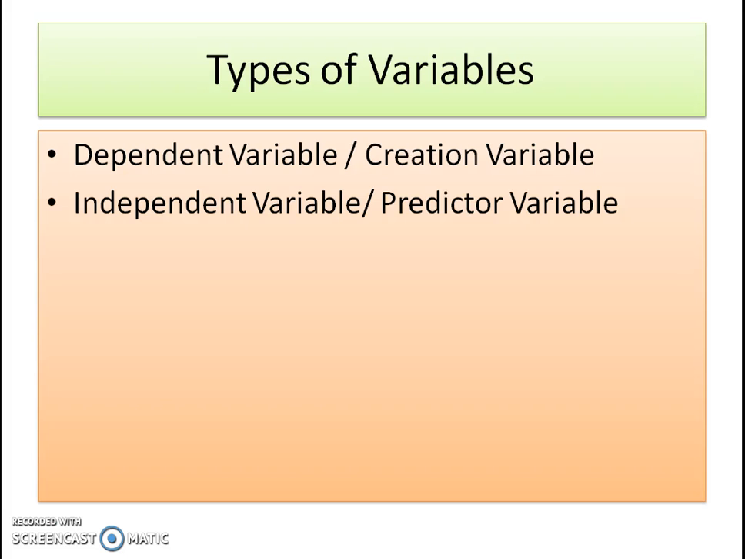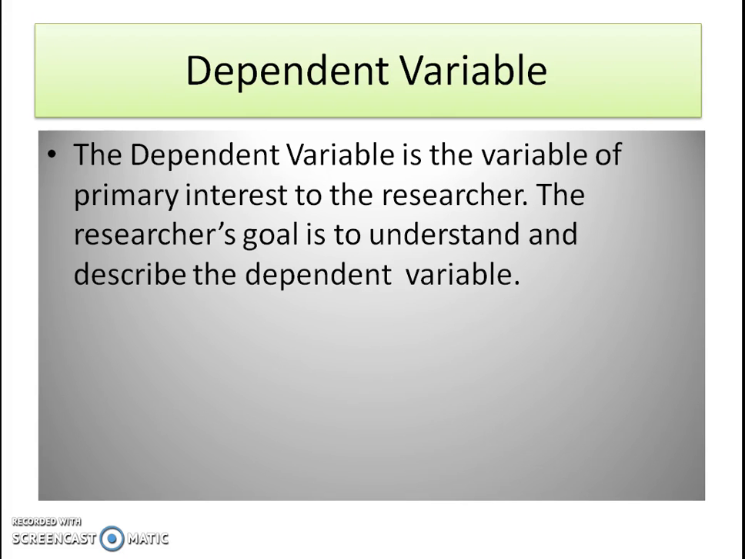Then, types of variables are based on the dependent variable and the independent variable. A dependent variable is the variable based on the primary interest of the researcher, and the researcher's goal is to understand and describe the dependent variable. It is based directly on the research objective. Motivation, for example, is a dependent variable. Factors like quality of study, quality of job, salary, wages, compensation, working hours and working duration are all independent variables, and they give an impact on the motivation level. That's why motivation is the dependent variable.